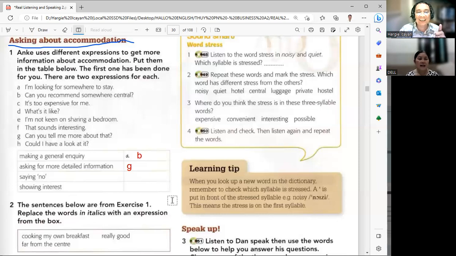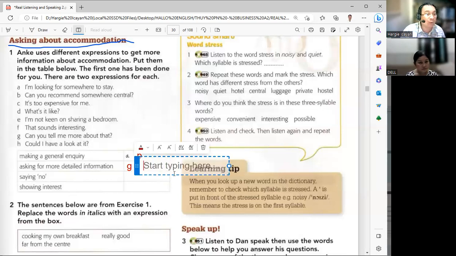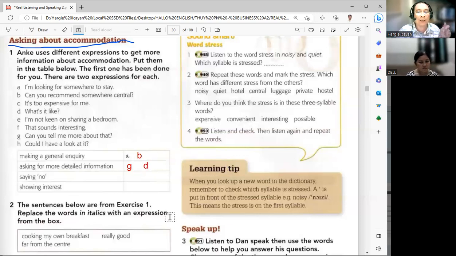What's it like? Yes, because when you are going to say, oh, how does it look, or what does it look like? Can you tell me more about that? Okay, so what's it like? Okay, so that would be letter D. Very good. Next, in saying no, what are those two expressions in saying no?